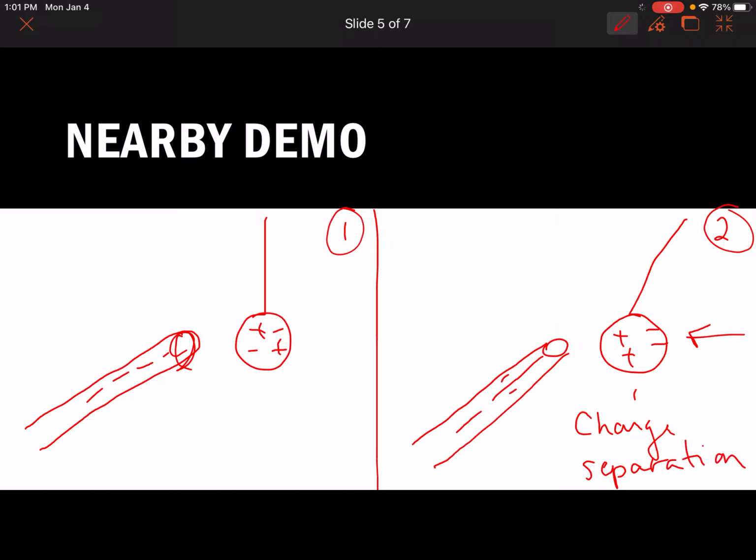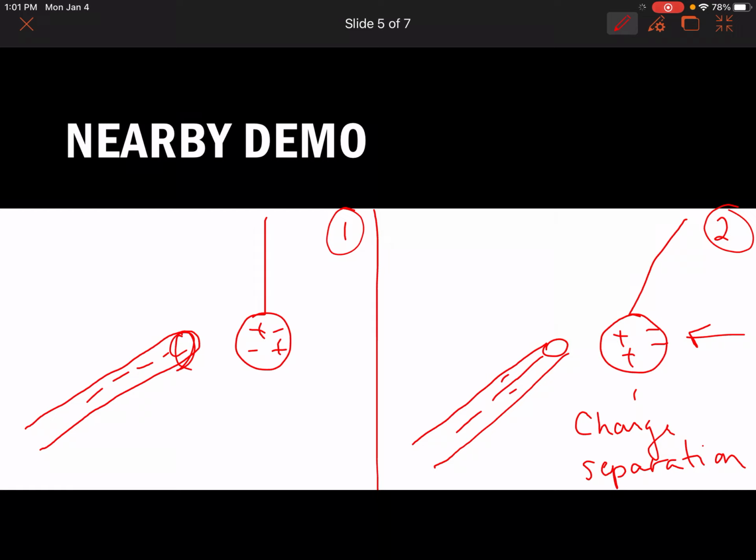So a charge separation happens here. That's why we have the attraction: the charges separate, and so part of the pith ball is positive, and that positive part is really attracted to that negative rod there. Okay, so this is the nearby demonstration. So in nearby demonstrations, we've got a charge separation.